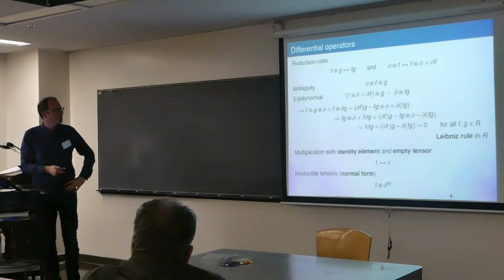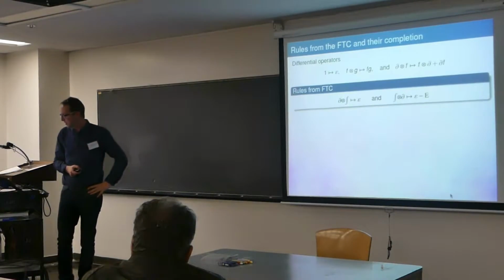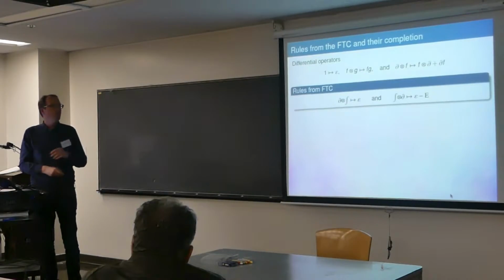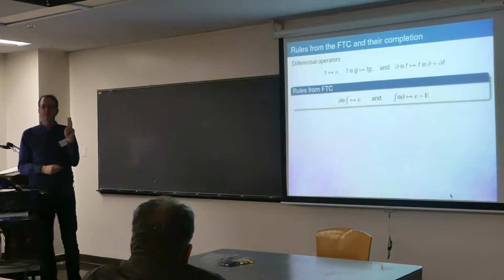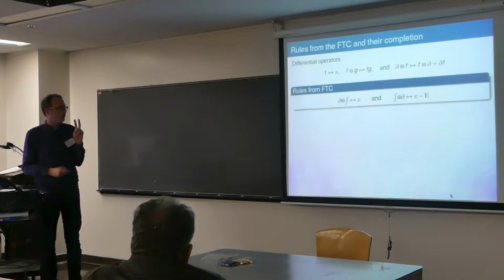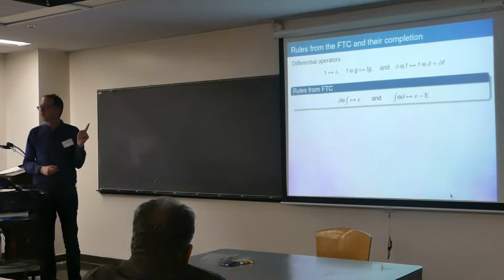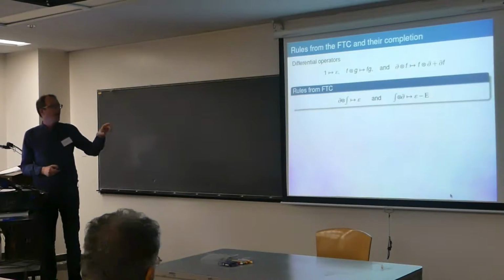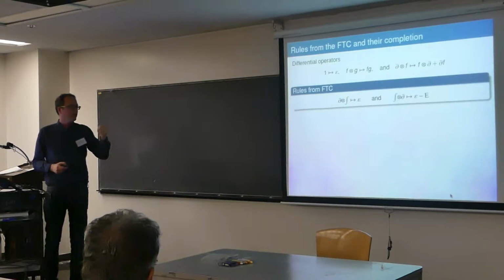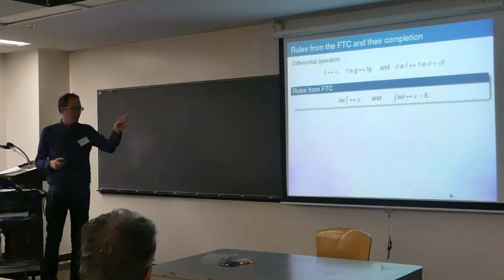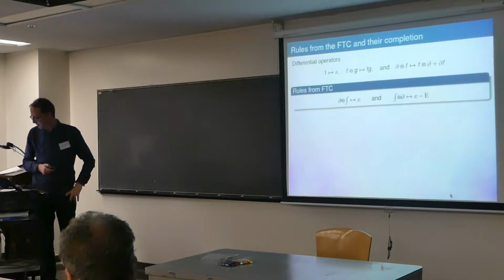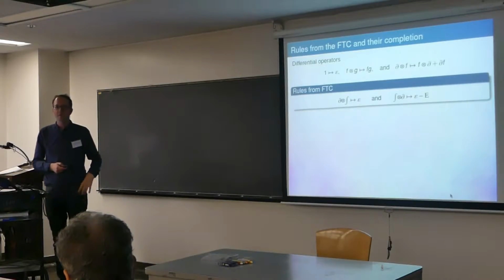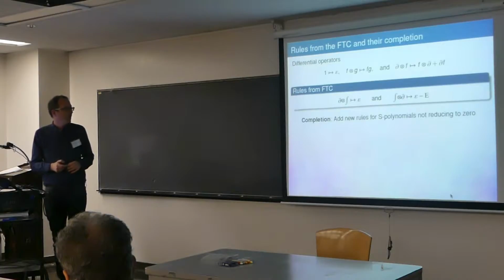And now let's do this procedure. Now we have one more operator, so we have the three rules for the differential operators, and now we have two more rules from the fundamental theorem of calculus. If I first integrate and then differentiate, I get the identity. So this product is replaced by the empty tensor. And if I do it the other way around, I get 1 minus the evaluation, where 1 is again the empty tensor, minus the evaluation. So now what we have to do is start to compute such ambiguities and see what happens.